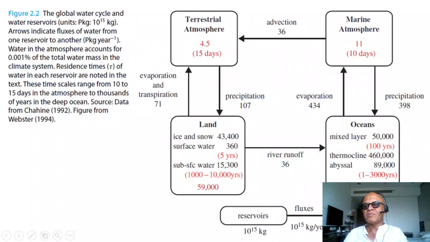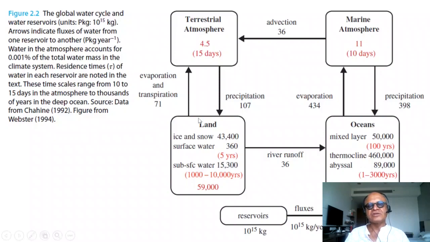In the ocean, it depends on where you are. In the surface, you have a water parcel with a residence time of about 100 years, and in the thermocline and abyssal oceans, it can vary quite a bit. So we are also looking at the water reservoirs here in terms of petakilograms, so 10 to the 15 kilograms.